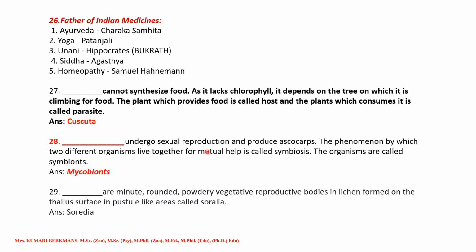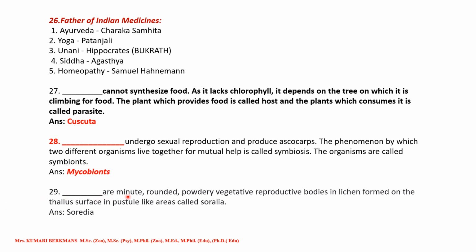Dash undergo sexual reproduction and produce ascocarps. The phenomenon by which two different organisms live together for mutual help is called symbiosis. The organisms are called symbionts. So the answer for this is mycobionts. Mycobionts undergo sexual reproduction and produce ascocarps.